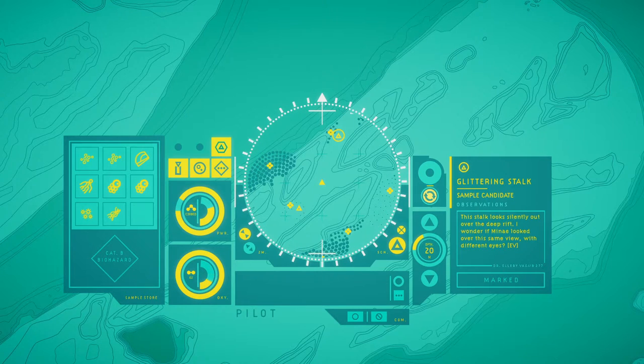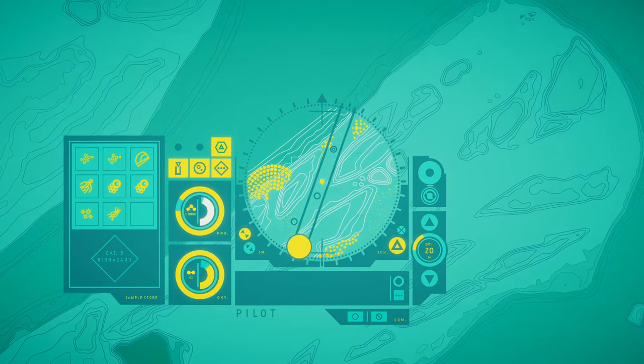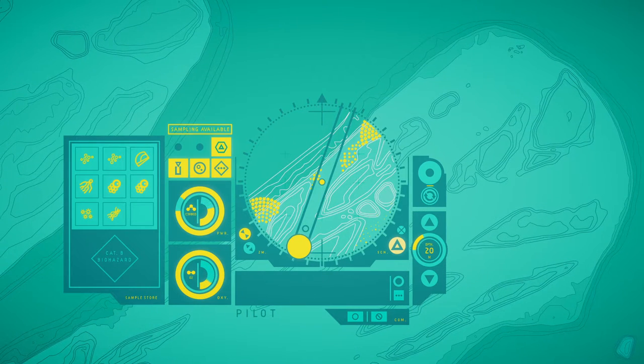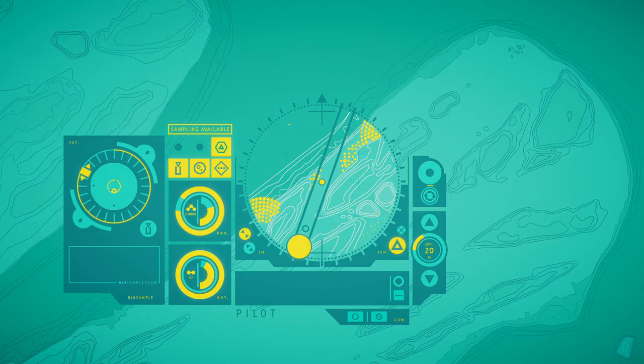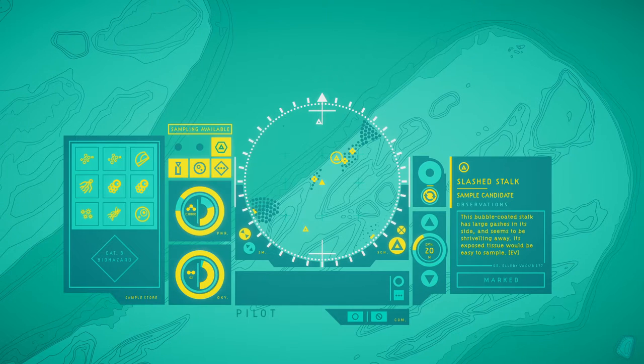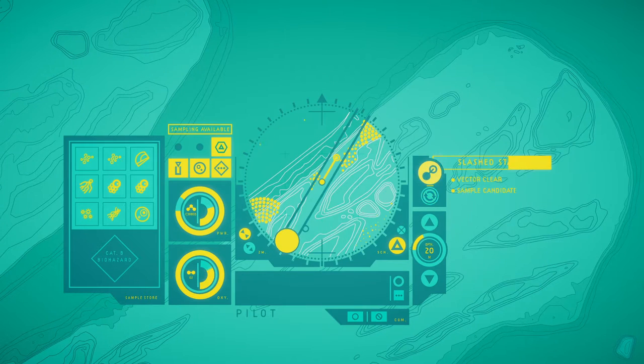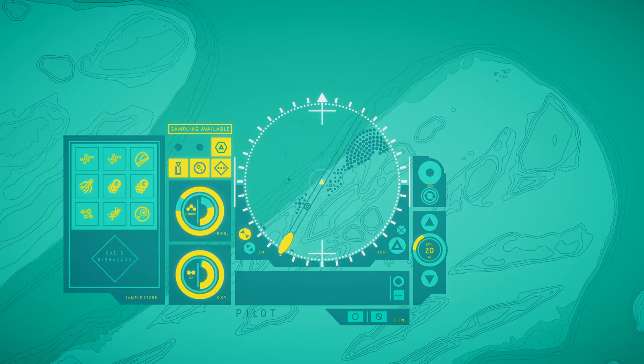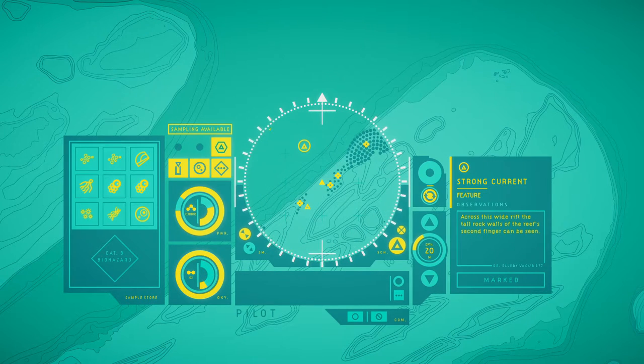This stalk looks silently out over the debris. I wonder if Luna looked over the same view with different eyes. This bubble coat stalk has large gashes inside and seems to be shriveling away. Its exposed tissue could be used as a sample. Across this wide rift, the tall rock walls of the rift's second side can be seen. What is inside them, I wonder?